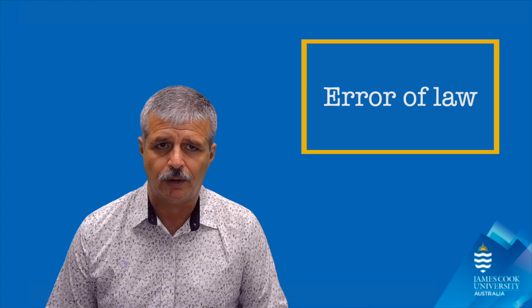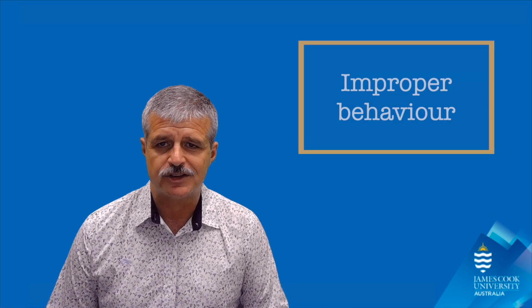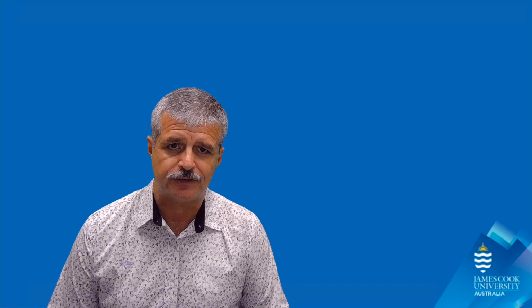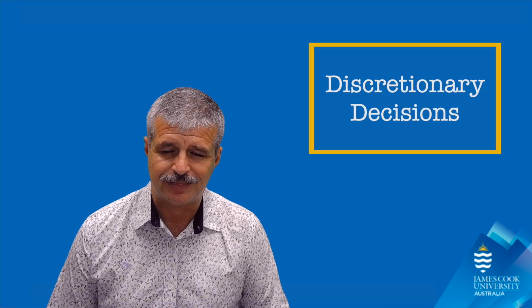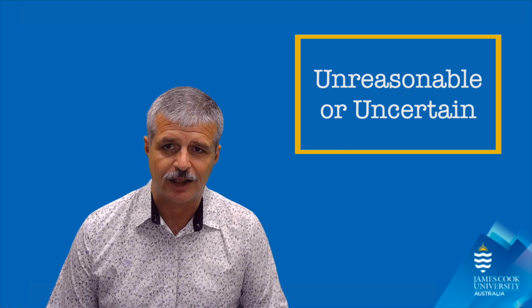In this first video, we're going to look at a ground for review called error of law. That's where the decision maker misunderstands the law that they're applying. In the second video, we'll look at some of the grounds for review that focus on the evidence and whether the evidence is considered properly. In the third video, we're going to look at the grounds for review where the suggestion is that the decision maker has behaved improperly. In the fourth video, we're going to look at a special type of administrative decision called a discretionary decision and the things that can go wrong there. In the final video, we're going to look at the 2 remaining grounds, which are called Wednesbury unreasonableness and uncertainty.